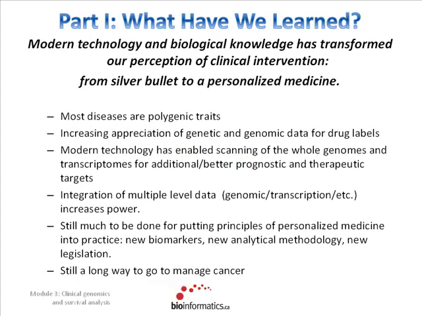So what have we learned from this part? The major message is that modern technology and biological knowledge has transformed our perception of clinical intervention. Now it's become clear that there is no one-for-all decision for every patient, but it should be personalized medicine. And of course, most of the diseases are polygenic traits, and there is an increasing appreciation of genetic and genomic data that should be used for drug labels.